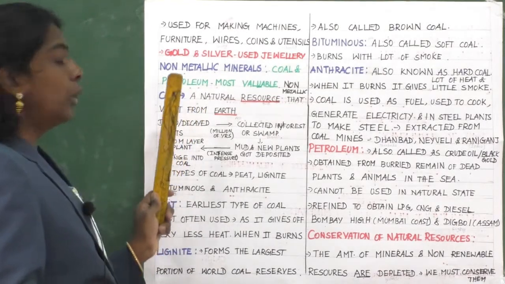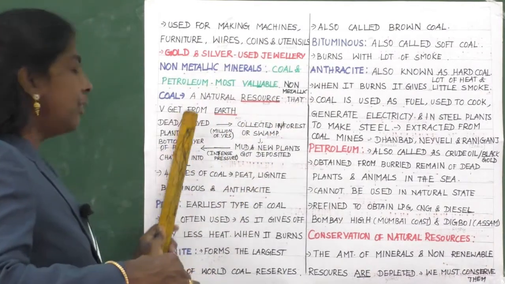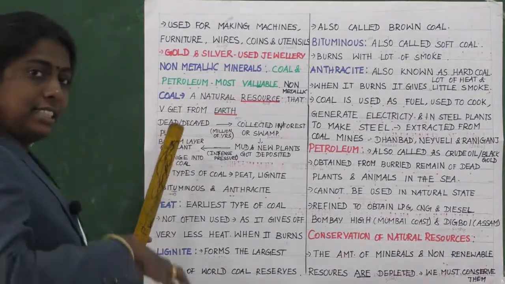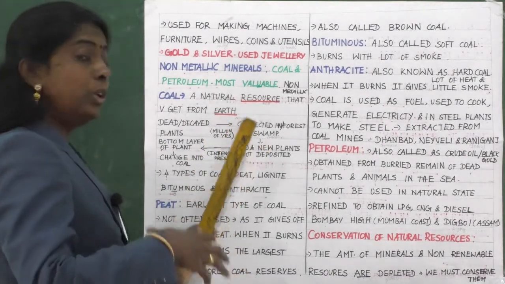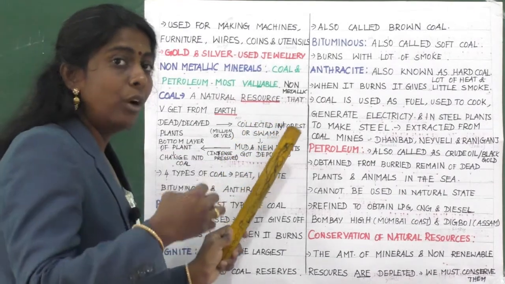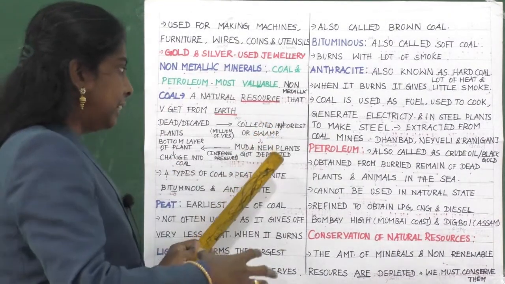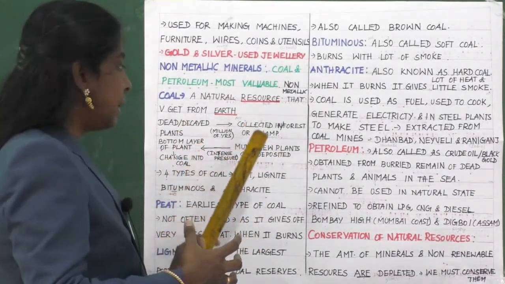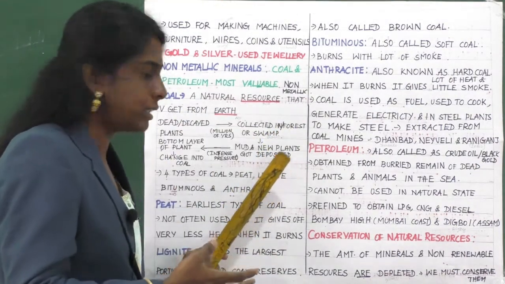Coal. What do you mean by coal? Coal is basically a natural resource that we get from earth. Clear? Then, dead and decayed plants which are collected over millions of years in forest or swamp. Okay. Then it's getting collected, then it's deposited. Over this dead and decayed plants, mud and new plants got deposited.